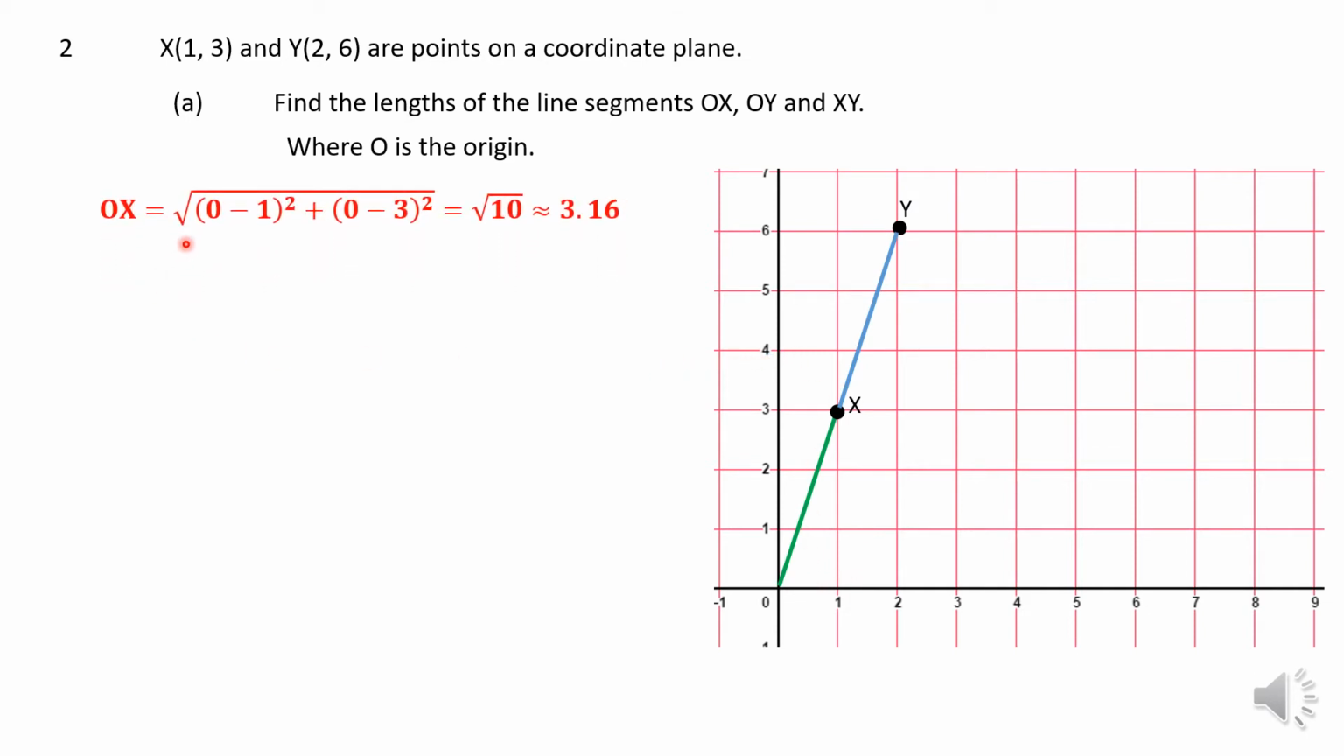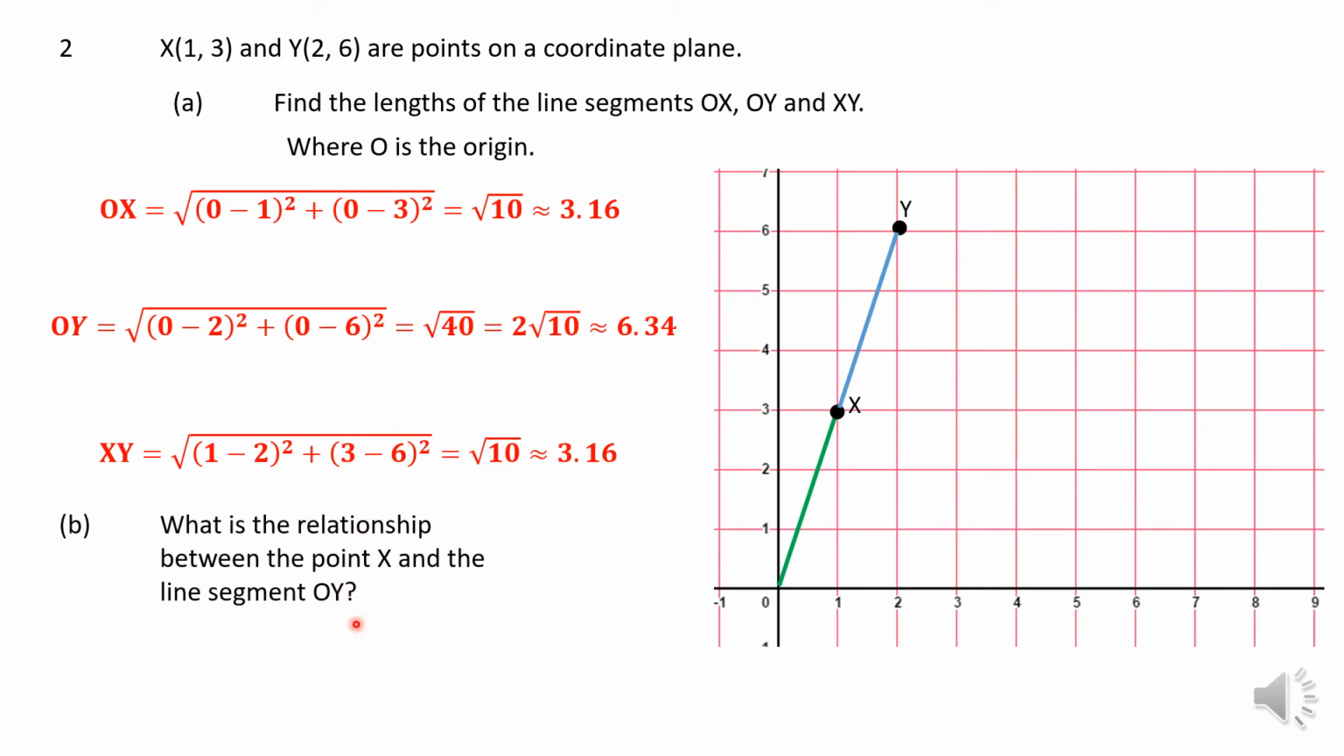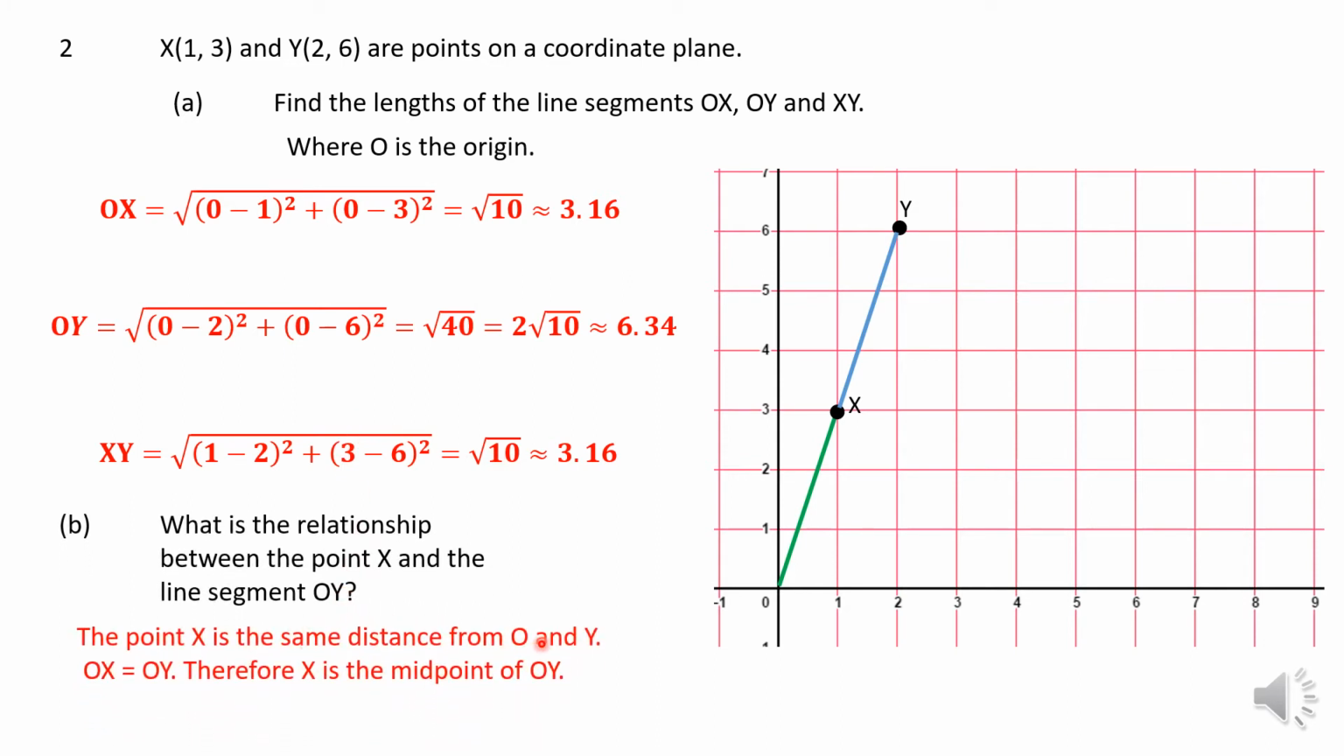Okay, so when we have to find OX using Pythagoras, as we know, right, the square root of 10. Using the same formula to calculate OY, you get 2 times the square root of 10, and you also use XY, you get the square root of 10. So this tells us that point X is the same distance from O as from Y, and it therefore must be the midpoint of the line OY.